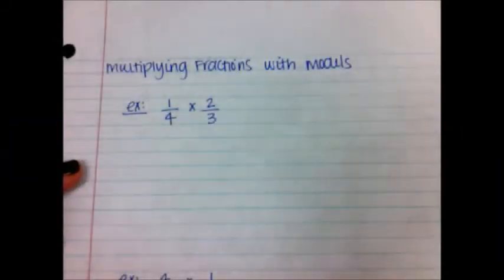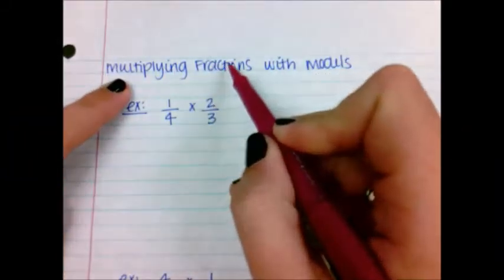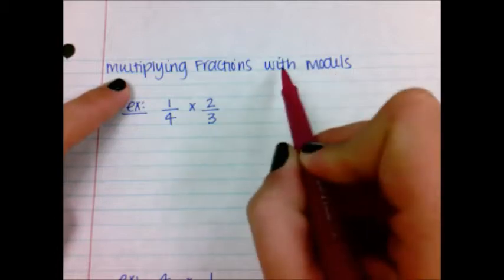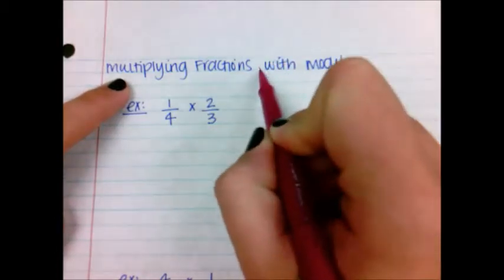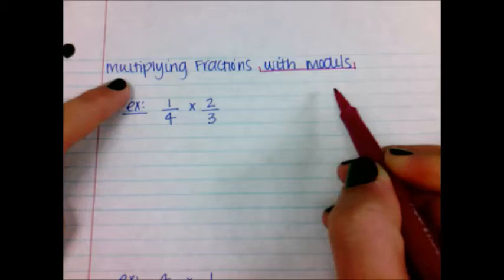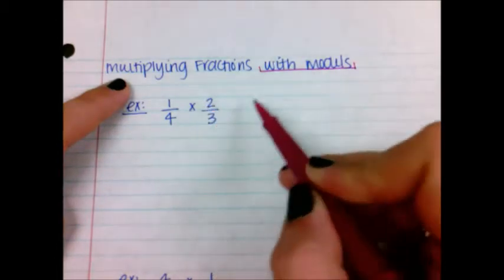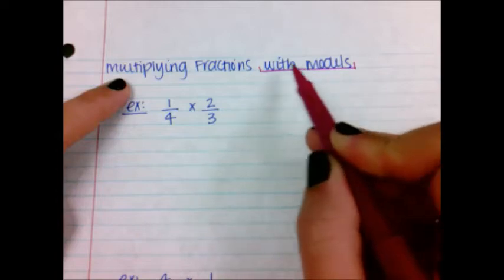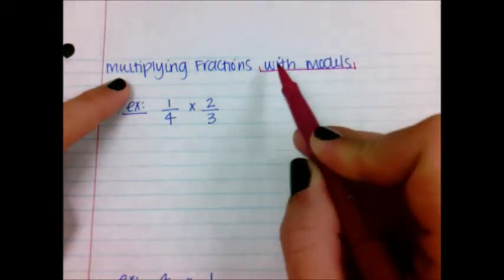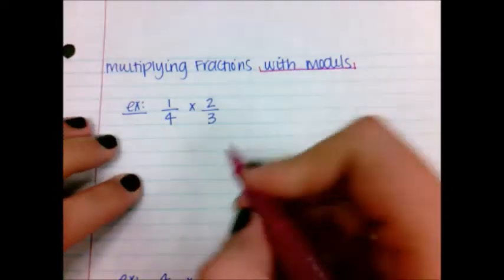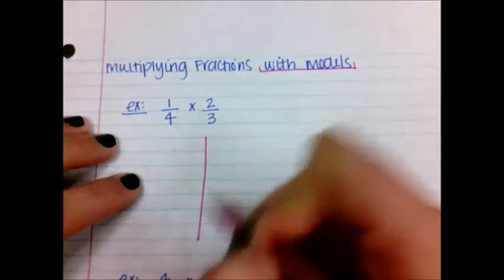We're going to take a look at how to multiply fractions with models. Again, this directional part is what makes this difficult. We're not just saying, okay, we'll multiply straight across and get an answer. We need to show how to do this with a model. So to start, we always draw a rectangle.